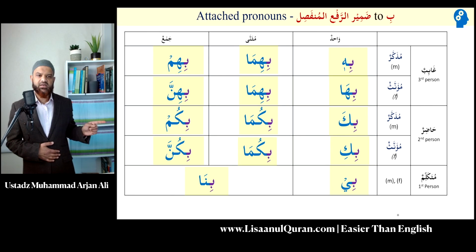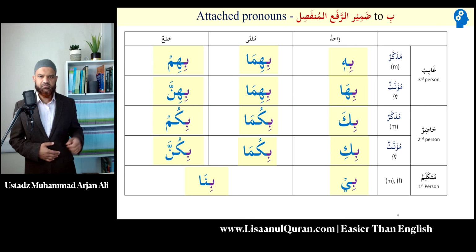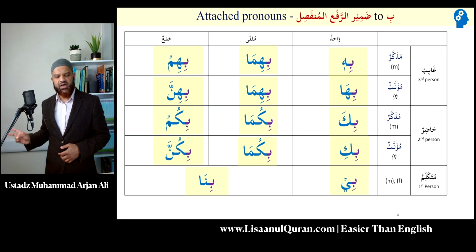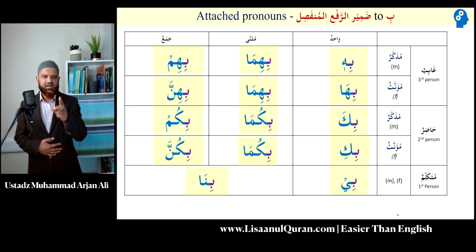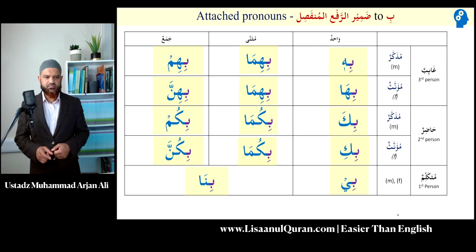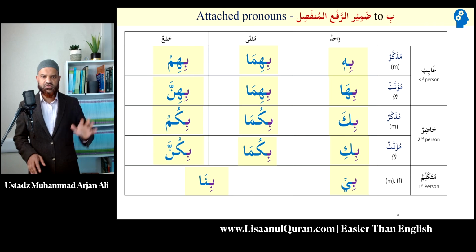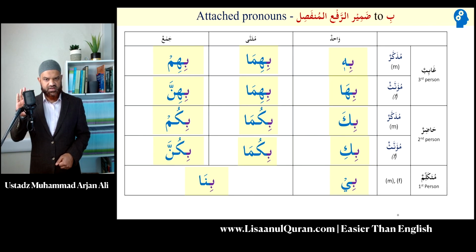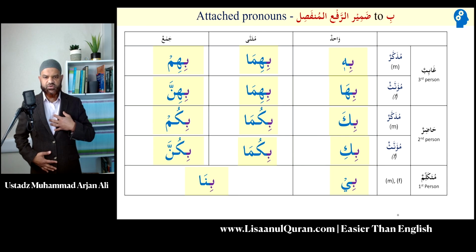Ready? Bihi, bihima, bihim. Biha, bihima, bihinna. Bika, bikuma, bikum. Biki, bikuma, bikunna. Bi, bina. Please don't confuse. Right hand this one, left hand that one, third person this way, second person this way, first person this way.